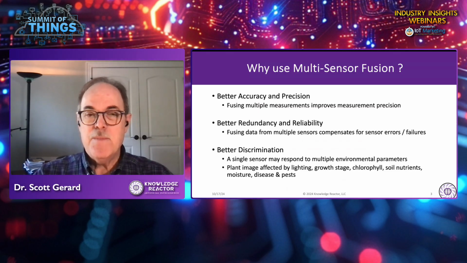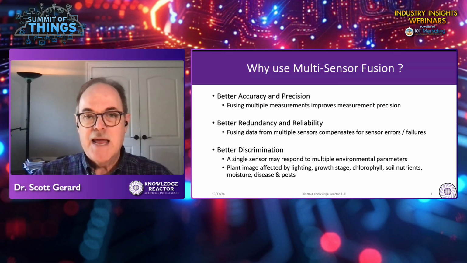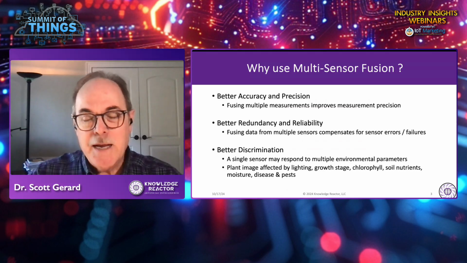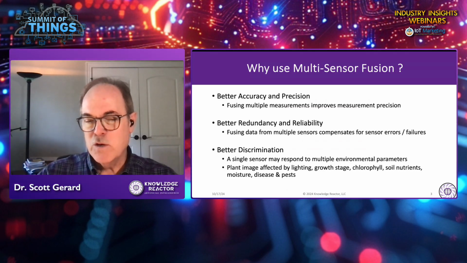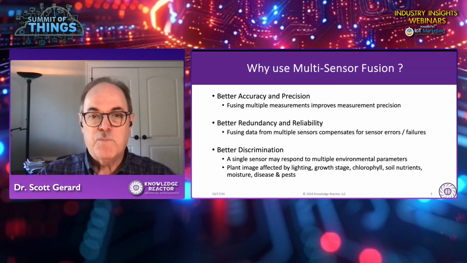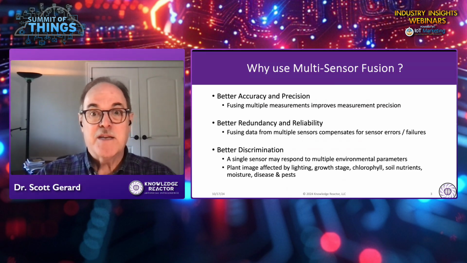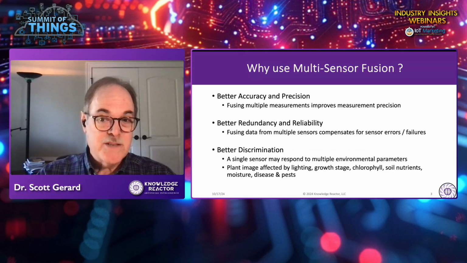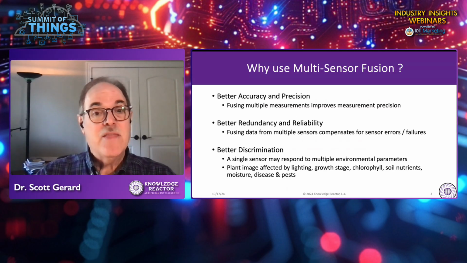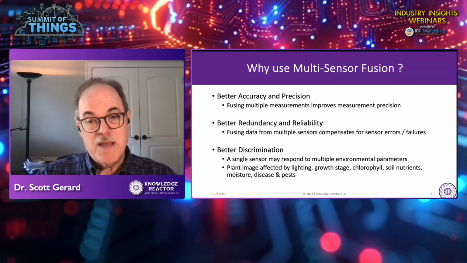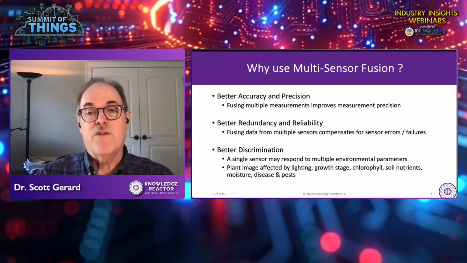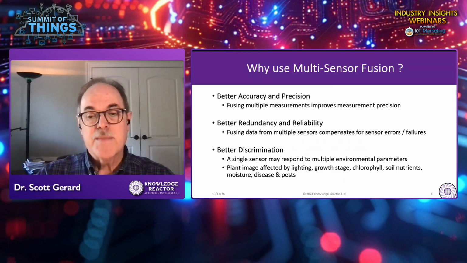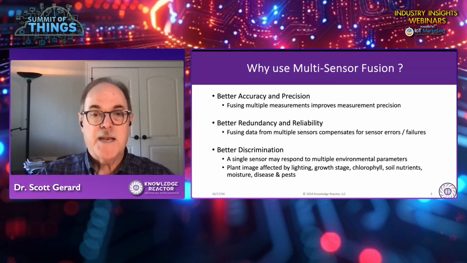And the last one is, this may be a little non-obvious, but a single sensor may respond to multiple environmental parameters. So yeah, you get the sensor reading, but you don't know exactly what it corresponds to. An example would be if you've got images of plants. That image is affected by the lighting, the growth stage of the plant, how much chlorophyll is in the plant, what kind of nutrients are in the soil, moisture, disease, and pests. There's a lot of things going on. And so a single sensor can respond to a number of different environmental parameters, but by using multiple sensors, you can begin to remove that ambiguity and get much better discrimination on the data that you're looking at.